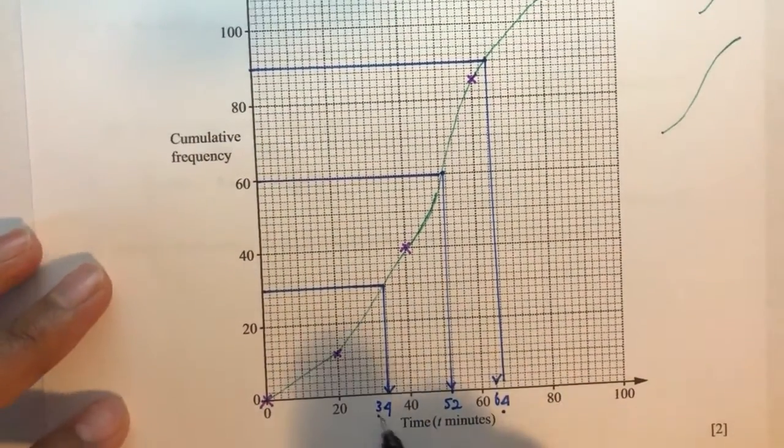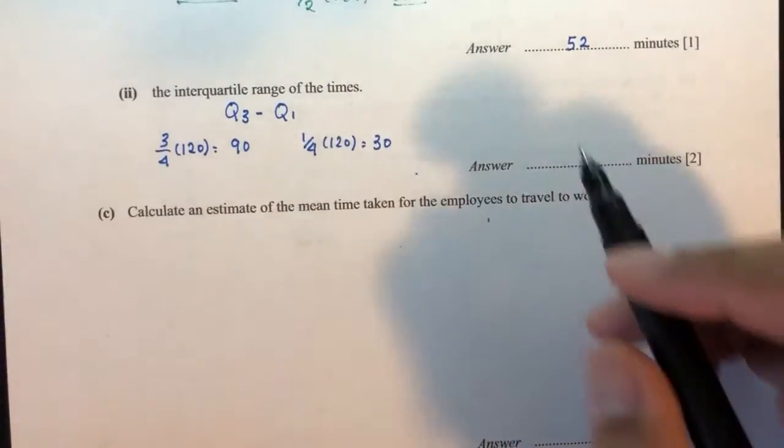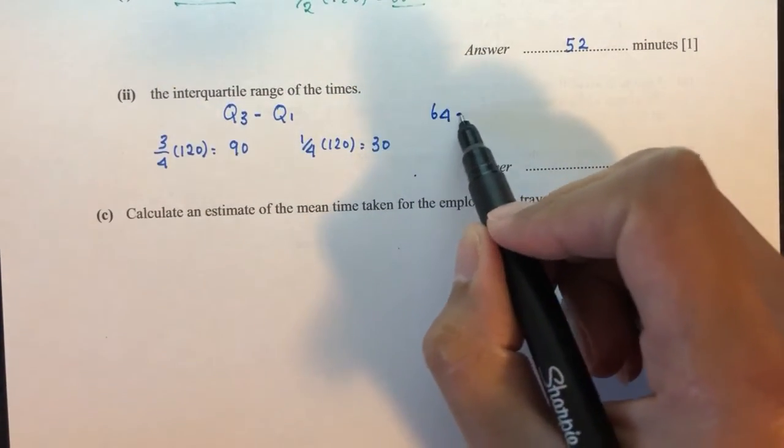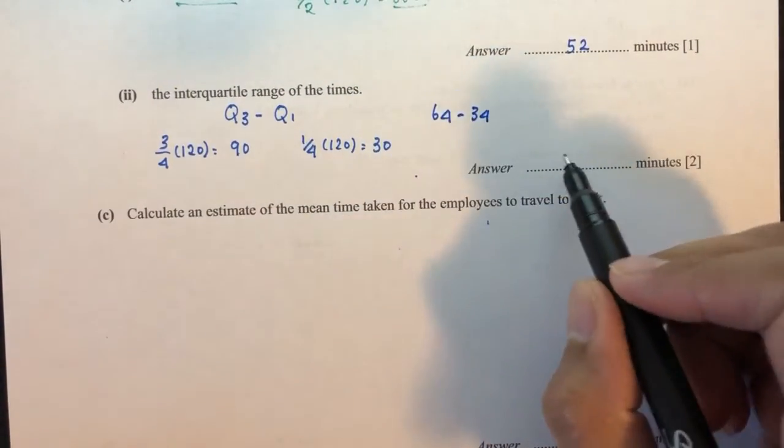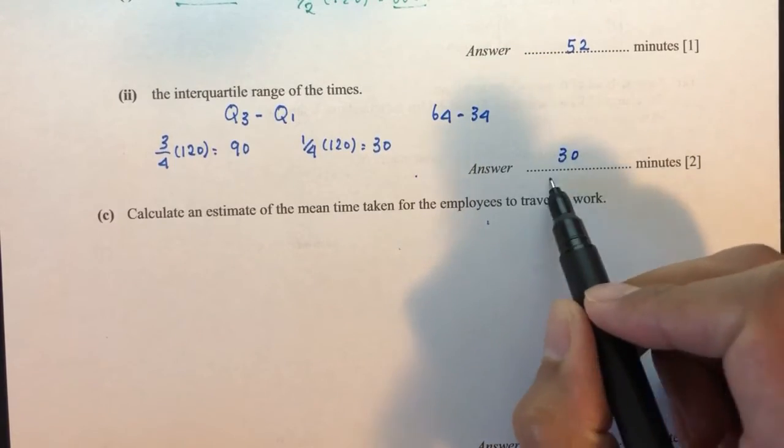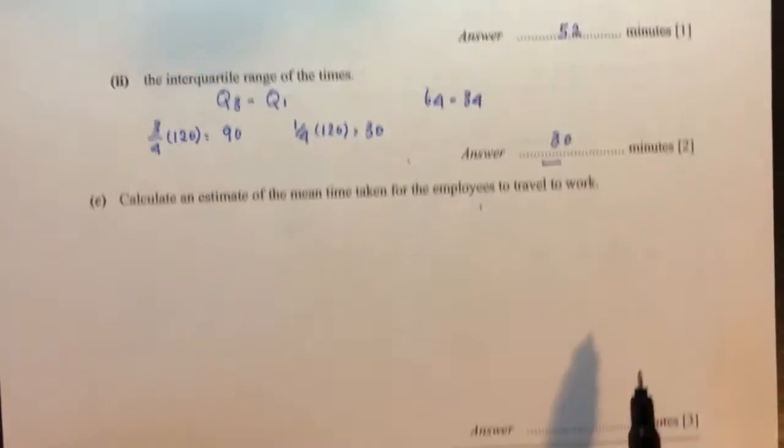So 64 minus 34 will be your range. So 64 minus 34, that will be 30. That's your range for your interquartile range.